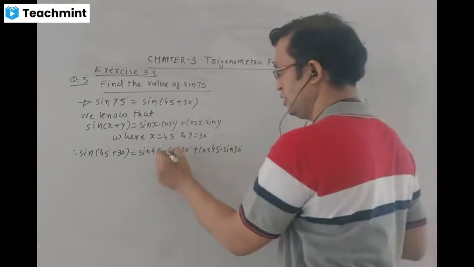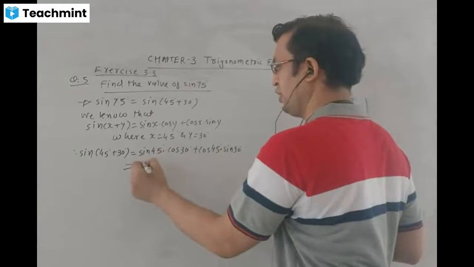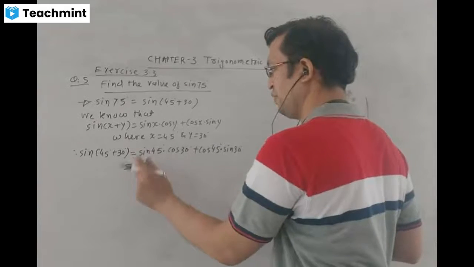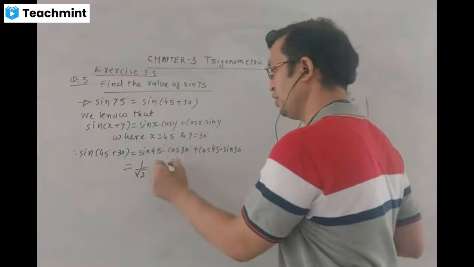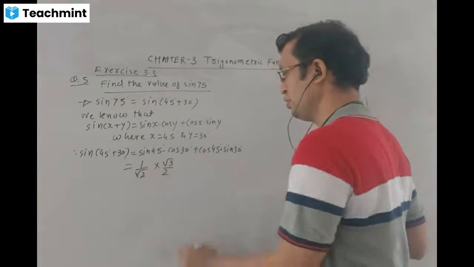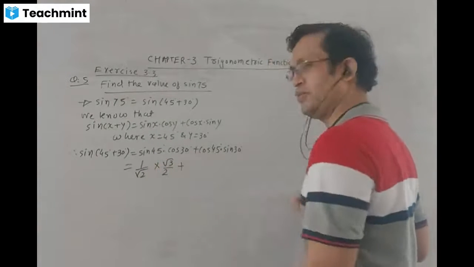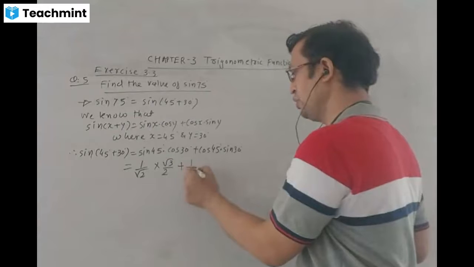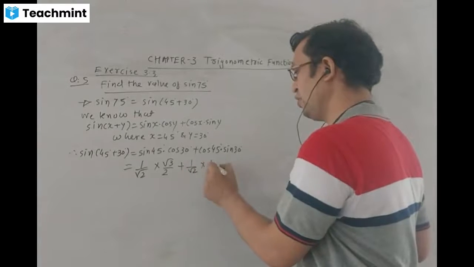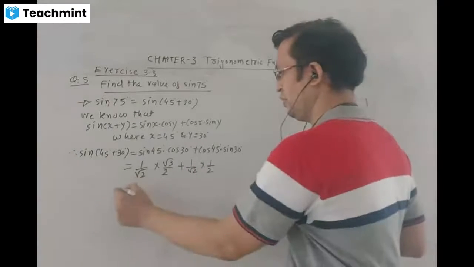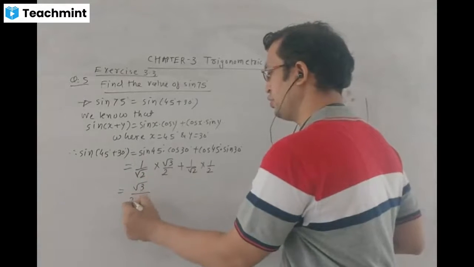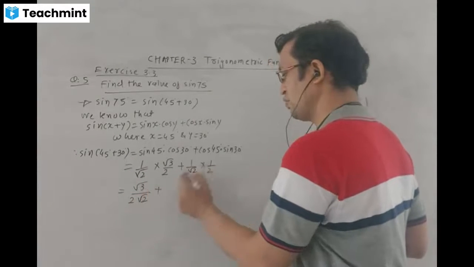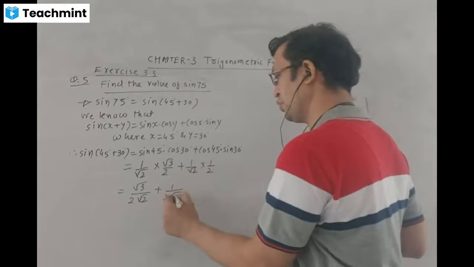What is the value of sin 45? Sin 45 is 1 by root 2. What is the value of cos 30? Root 3 by 2. Plus cos 45 is 1 by root 2 and sin 30 is 1 by 2. Multiplication of root 3 into 1 is root 3, and 2 into root 2 is 2 root 2. Plus 1 into 1 is 1, upon 2 root 2.